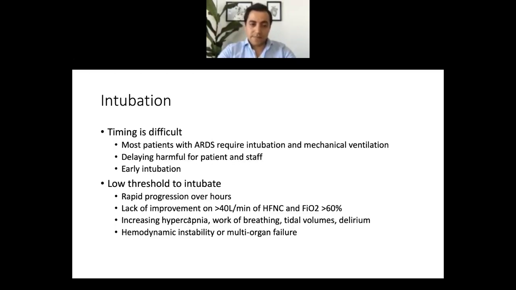Another group of patients are patients who are becoming increasingly hypercapnic, have an increased work of breathing or tidal volumes, or have delirium due to hypoxemia. And of course, patients who are hemodynamically unstable or have multi-organ failure should be intubated.